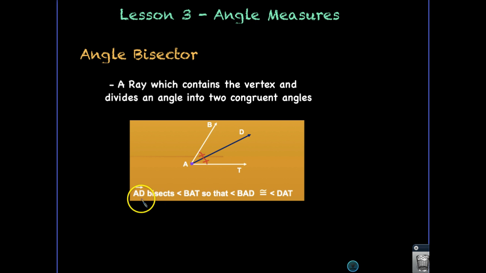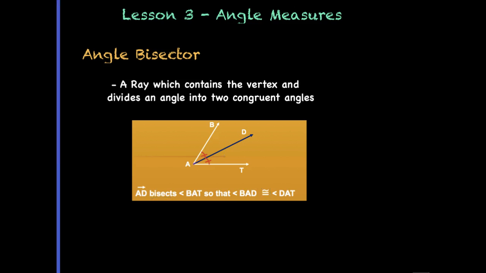So here's what we need to know. Ray AD bisects angle BAT, this big angle, so that angle BAD, so we're talking about this angle in here, is congruent. Now this right here that looks like an equal sign with a little squiggly over the top means equal, but we say congruent. That means we don't actually know the value, but we know that it is congruent. We know that it's equal to angle DAT, this angle right here. So if you have an angle bisector, then you know that it bisects the large angle into two congruent or equal angles.